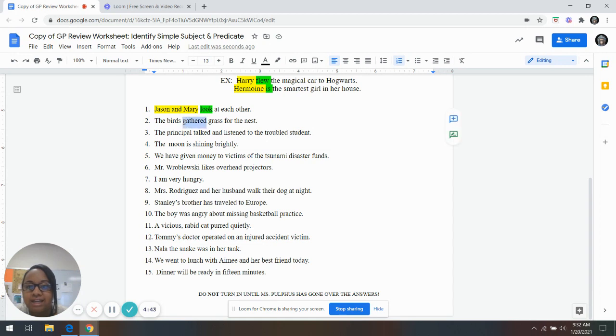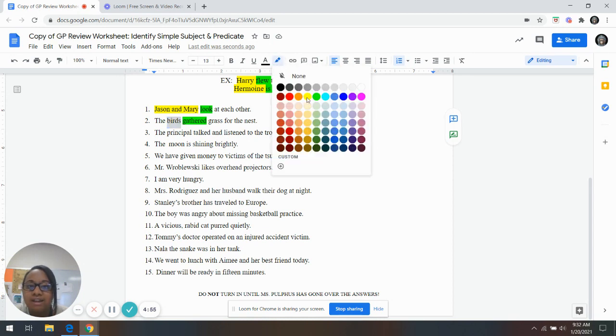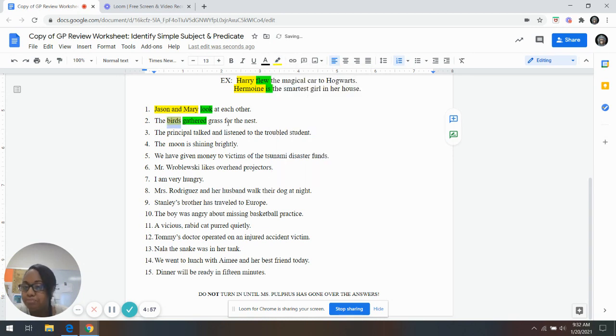Gathered. So I'm going to highlight gathered in green. My action is gathered. Now I'm going to ask myself, who or what was doing the gathering? The birds were. Now I'm just looking for my simple subject. So instead of highlighting the birds, I'm just going to highlight birds, because the is an article, and I don't really need that for my simple subject.